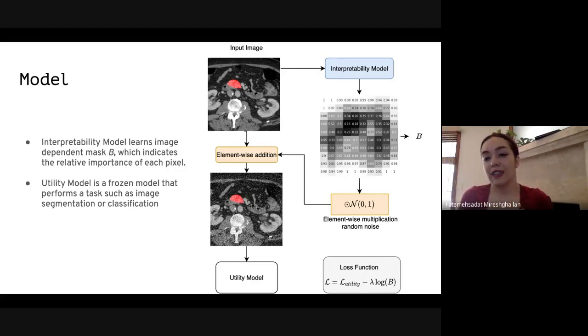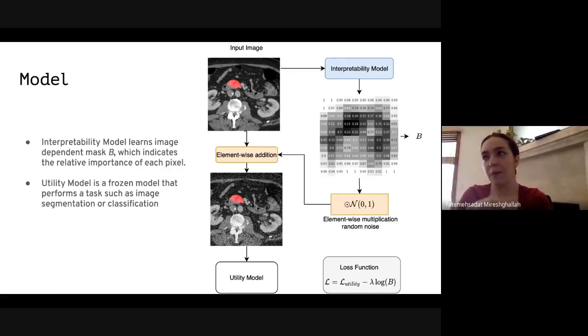And we're calling it the scales map because it's showing us which part is supposed to be more important. How we figure out which part is important is through this training process. We also have this noise tensor that is sampled from a normal distribution. You can see it here, it's 0 and 1. We sample from this and multiply this noise element-wise by our scale tensor. Then we get a tensor that is supposed to show us which part is more important and which is less. We add this to the input image and then we feed it to the utility model.